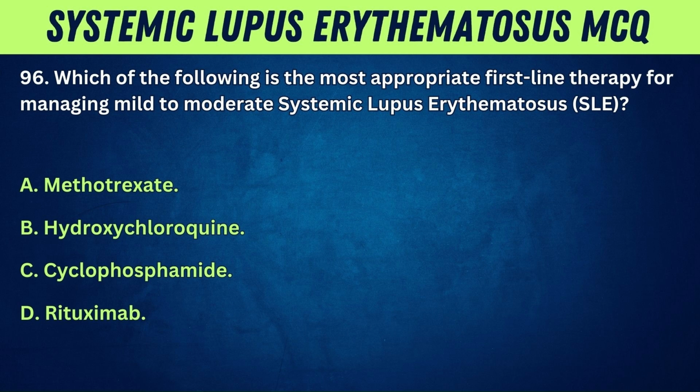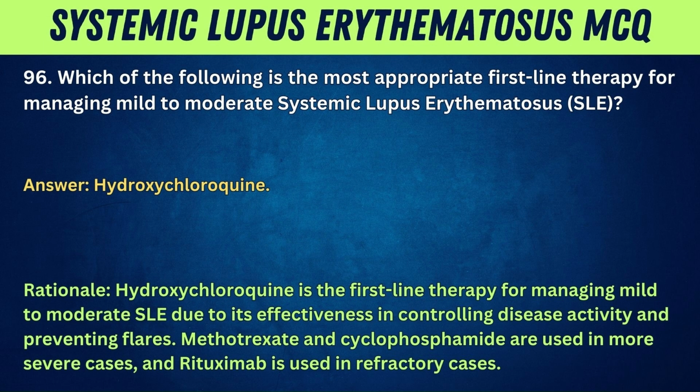96. Which of the following is the most appropriate first-line therapy for managing mild to moderate systemic lupus erythematosus, SLE? A. Methotrexate. B. Hydroxychloroquine. C. Cyclophosphamide. D. Rituximab. Answer: hydroxychloroquine.